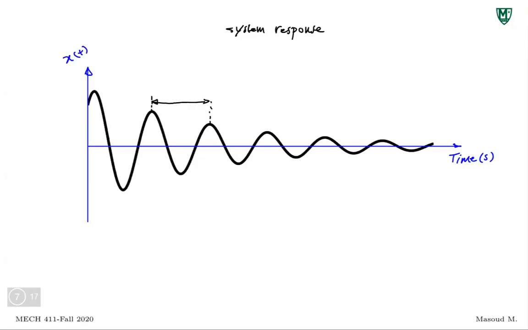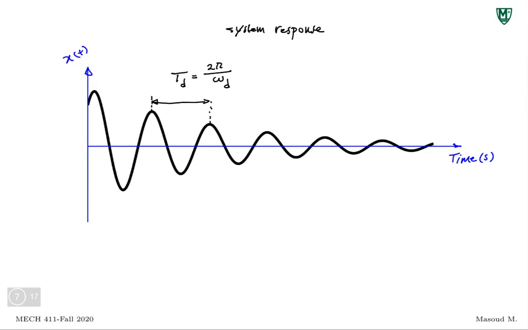Is that the natural frequency? Well, related to natural frequency. It's the time period, right? But this time period is a time period for a damped system. Keep in mind, because this is 2 pi over omega d. Omega d is the damped natural frequency. It's different from omega n.